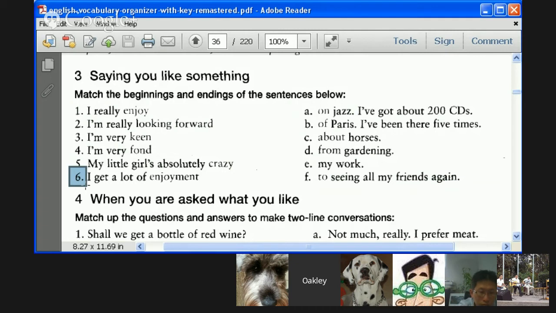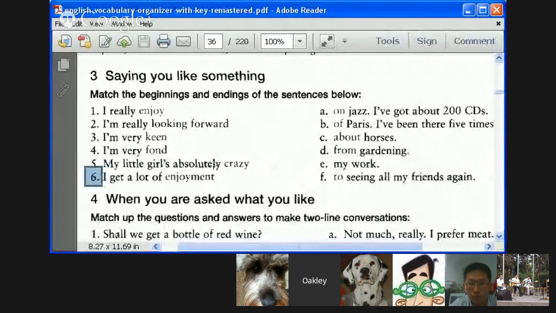Vienna, number six. I get a lot of enjoyment from gardening. Okay. That's good. Vienna, do you enjoy gardening? Yes, I love it. Yeah, what do you grow? Flowers or vegetables? Flowers. Okay. You should see my tomato plants.